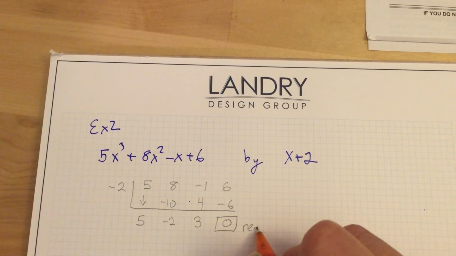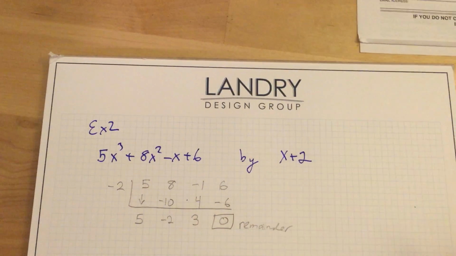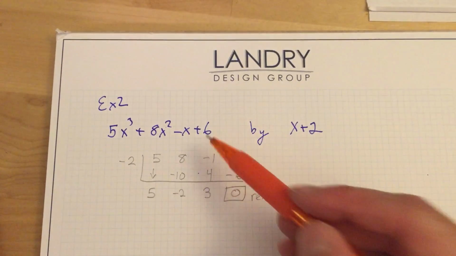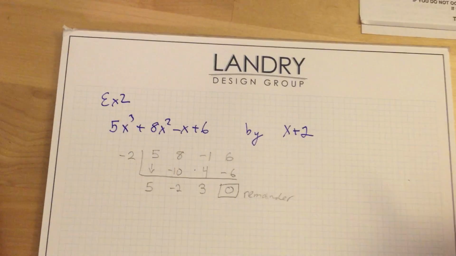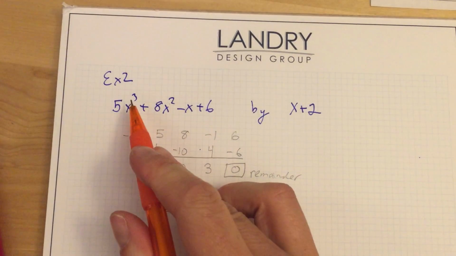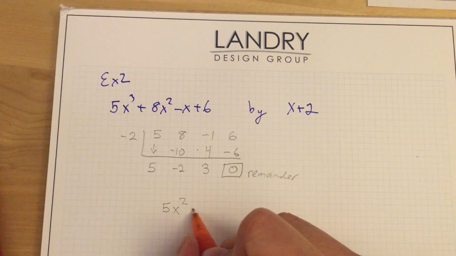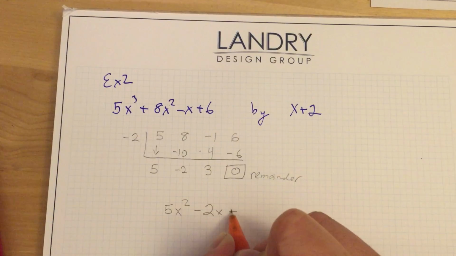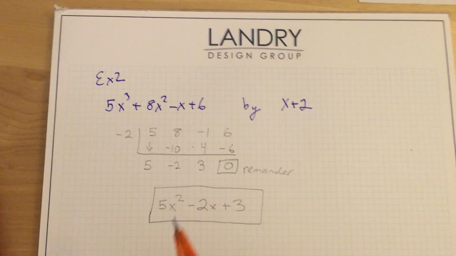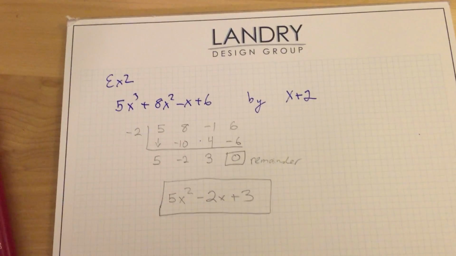It is a remainder of 0, which means that this is a factor of my polynomial. All right, so what's my answer? 5x squared, right? Because I go 1 less than what we start off with, minus 2x, and then plus 3. So the coefficients are always 1 less than what you start off with.